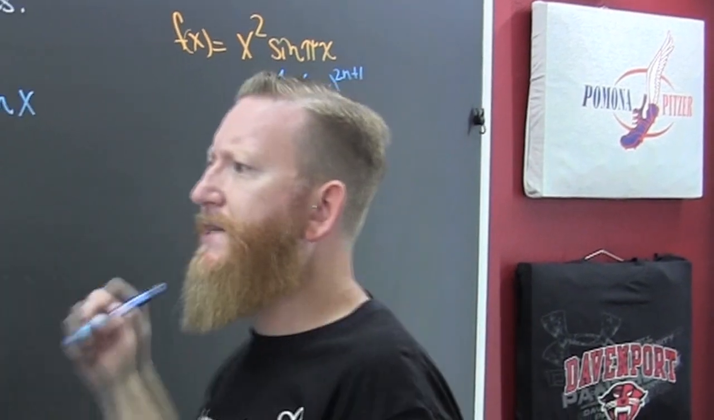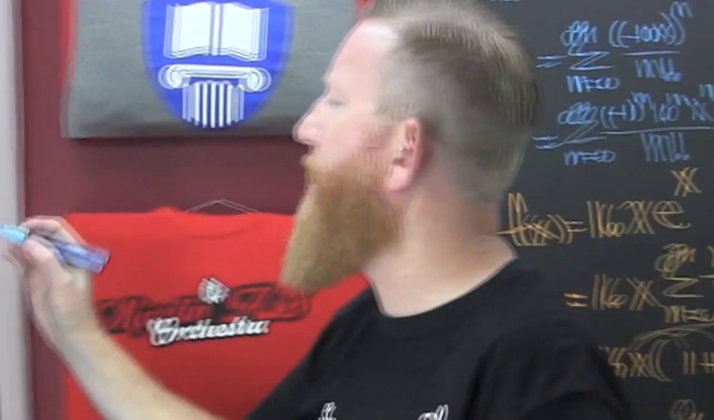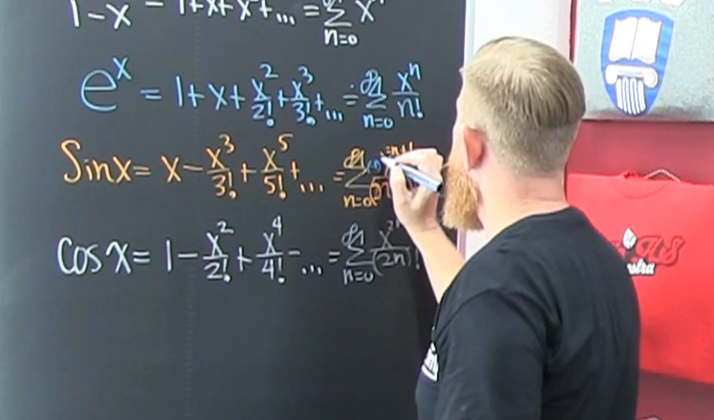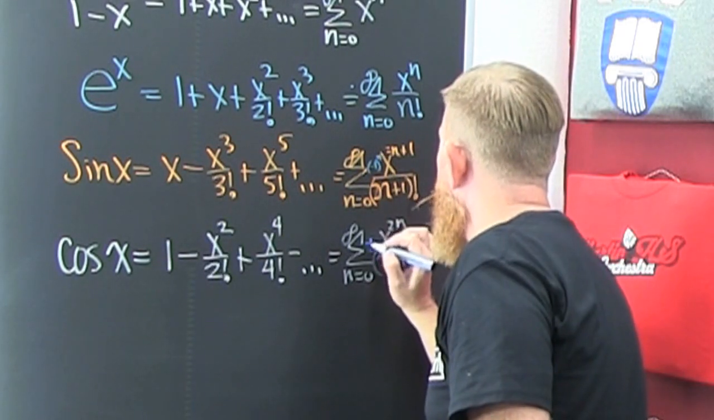These guys over here, I clipped them from the internet. Now I'm realizing that this should have a -1. That first term is positive, so that's to the n. This should have a -1.